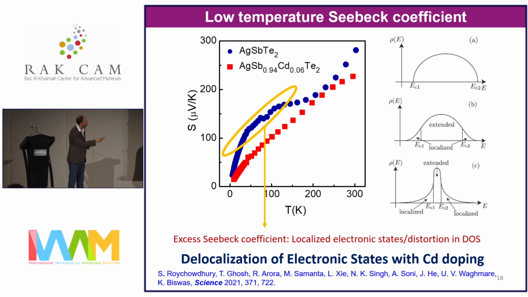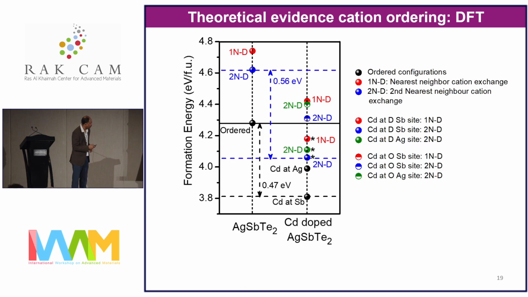But as soon as we dope cadmium, this bump goes away. So we are moving from the localized regime to the delocalized regime, because we are creating partial ordering of silver and antimony by a little bit of cadmium doping. So that is the first indication we have from the low temperature electrical resistivity and the Seebeck coefficient data. So let's see what we can do next.